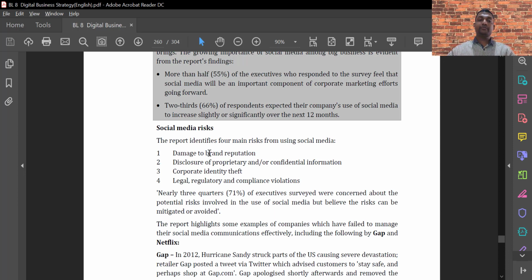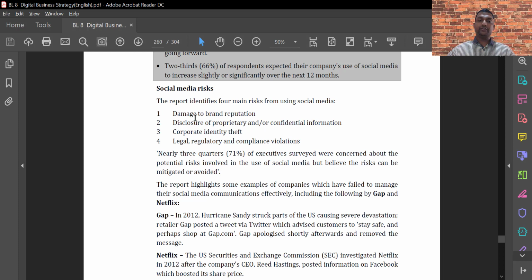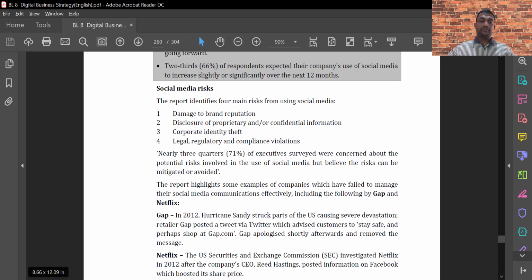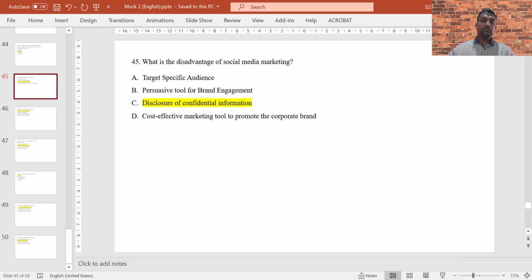The 4 main risks from social media are damage to brand reputation, confidential information disclosure, corporate identity theft, and legal, regulatory and compliance violations that can happen because of online social media. So answer C is the correct answer.